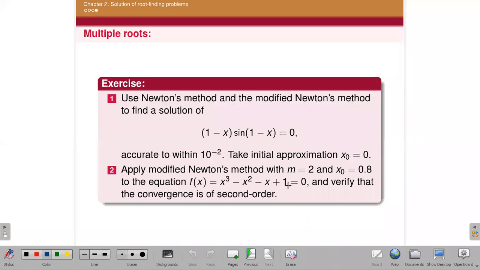Use modified Newton and Newton method to find the solution of this equation, accurate to within 10 raised to minus 2. Take initial approximation x naught equal to 0. Apply modified Newton method with m equal to 2. X naught is this, and this is the function, and verify that convergence is of second order. Means this we have already done.